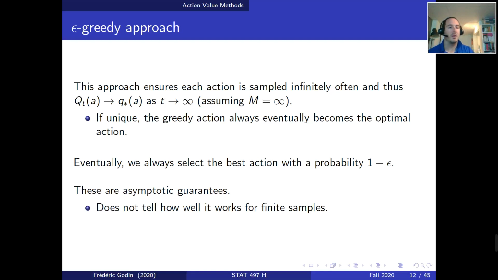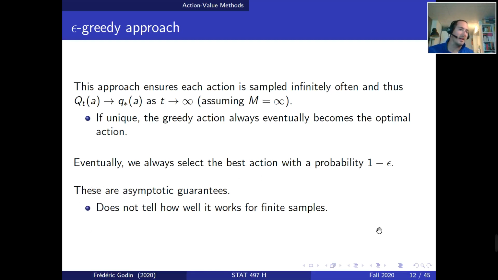Because you'll have a convergence to the true estimate, eventually the greedy action will become the optimal one, and in that case, eventually you'll always select the best action with probability at least 1 minus epsilon. I say at least because if you explore, you can still get the optimal action. So here it's written with probability 1 minus epsilon, but it should be even greater than that, slightly greater than 1 minus epsilon. I'll just fix that part later on.